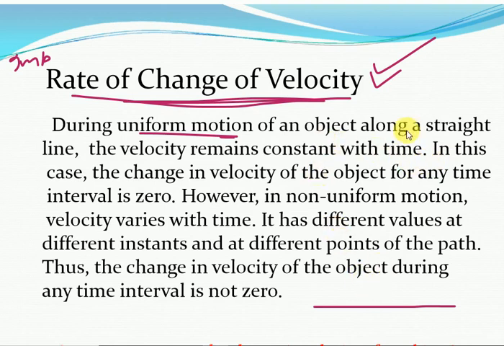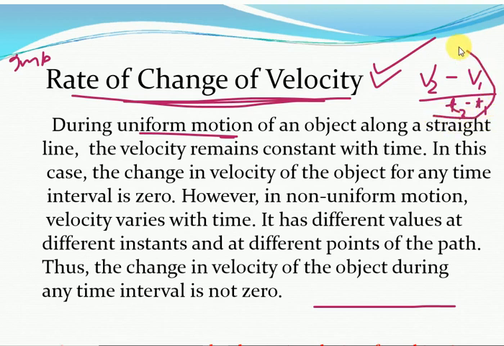See, what is change of velocity? Change of velocity means the difference between two velocities. Rate of change means the difference between two velocities within a particular interval of time. Okay, so here in this case the change in velocity of an object for any time interval is 0.